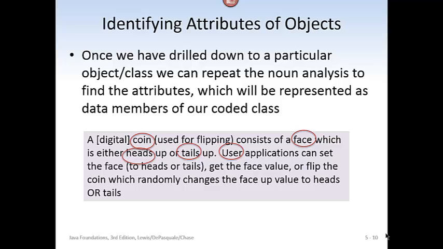After doing my noun analysis, I've circled coin, which will wind up being our class, face, heads, tails, and user. When I look at this more closely, clearly the face could have a value of heads or tails, and those are the things that are associated with the coin. The user is not part of the coin class.